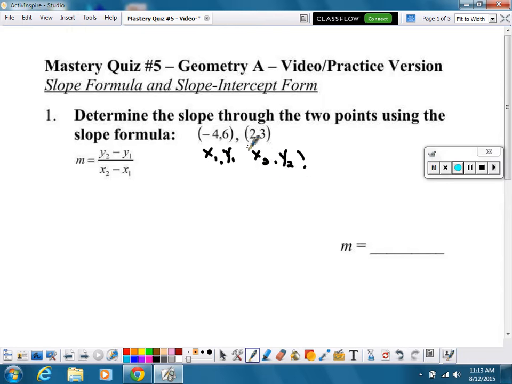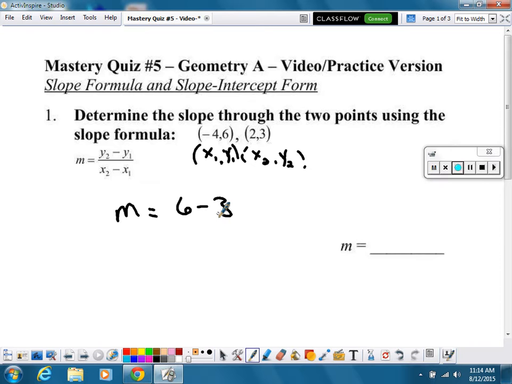Now quite frankly it really doesn't matter which one's the y1 or the y2, but it's good to identify. My writing there is a little bit sloppy, but hopefully you can figure that out. We're going to look at the 2 ordered pairs and figure out which 2 are the y values. The y values are the 6 and the 3. So I'm just going to take the 6 minus the 3. The 2 x numbers are -4 and 2. Since I chose the 6 to be the y1, the -4 has to be the x1.